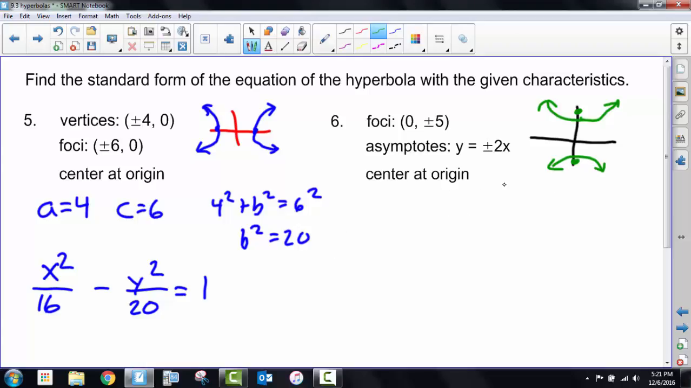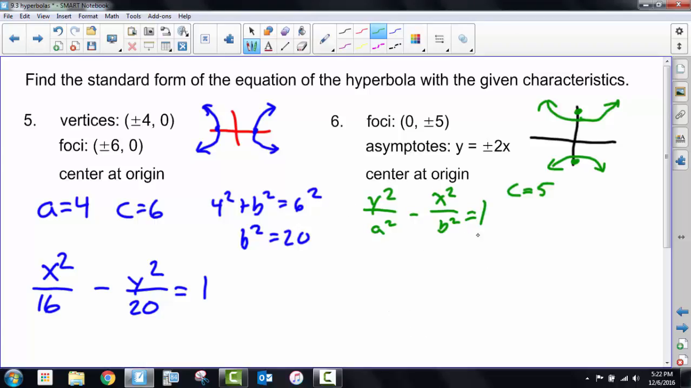All right, also knowing that the foci are 0 plus or minus 5 tells me that the c value is 5. They gave us the center being at the origin. Now the asymptotes being plus or minus 2 is a little bit interesting on this one. We're going to have to figure out, is this an a over b or a b over a situation? In other words, I know it's going to be x squared or y squared. And in this case, it's going to be y squared over a squared minus x squared over b squared equals 1. We know this because it's vertical, right?